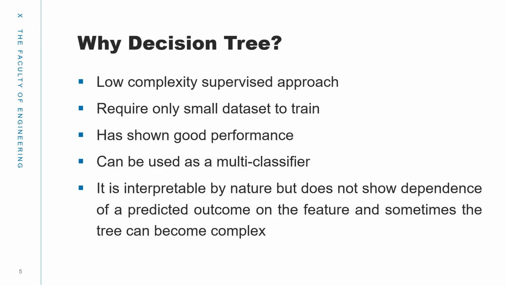Why decision tree? It's a low complexity supervised approach, requires a small dataset to train, has shown good performance, and can be used as a multi-classifier. It is also interpretable by nature, such that it can be followed through from the parent to the leaf node to understand how the outcome came to be. However, at times, the tree can become too complex and the dependence of the predicted outcome on a feature is not easily seen. Therefore, it is important to use other explainability tools to shed light on the most important features that the model uses for a particular outcome.